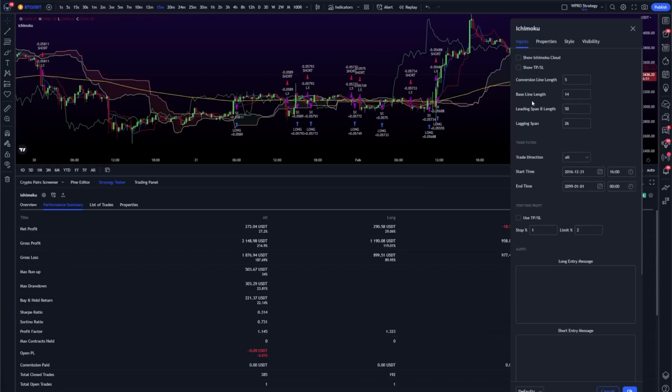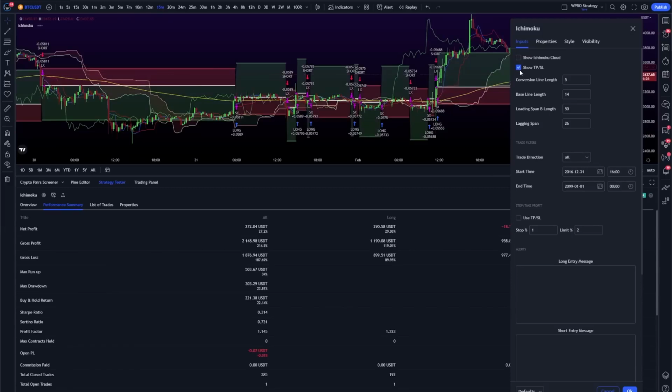So once you have your settings open, we can start modifying these 4 settings here: the conversion line, the baseline, the leading and lagging span as well. I already went into these trade filters, so these are units of time. If you want to test a particular market dump, you can just select out for that one. Here, you would just put in the period before and after that dump. Maybe it's a month-long dump, and you just want to look at that 1 month to see how your strategy held up to that challenge. You can also show take profit and stop loss here.